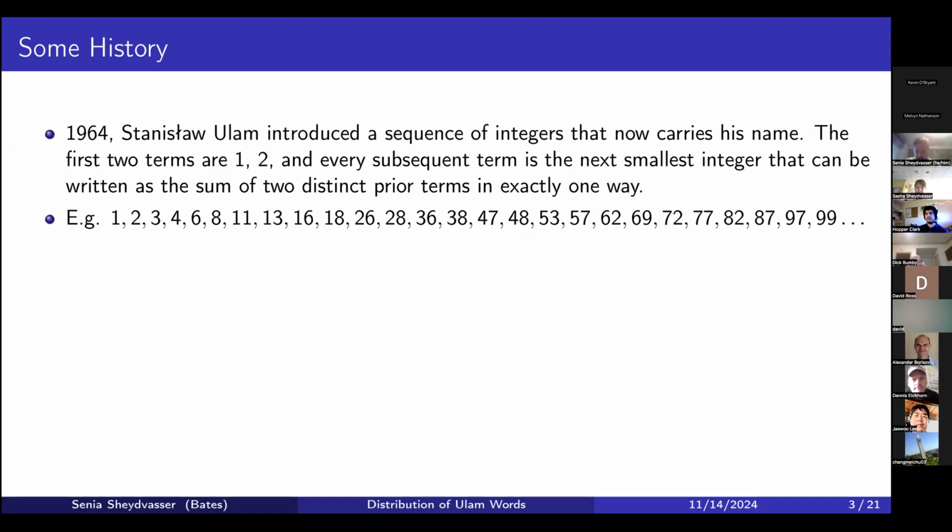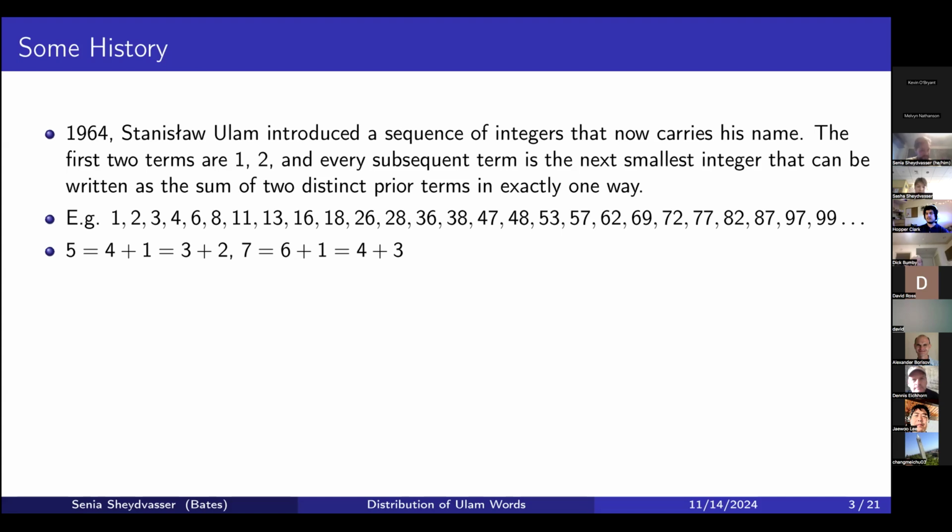It begins with 1 and 2, then 3, of course, is just 1 plus 2. 4 is 1 plus 3. It is also 2 plus 2, but we want it to be the sum of two distinct things, so that one we throw out. But then 5, well, 5, of course, is both 4 plus 1 and 3 plus 2. So that's two different representations, so we throw this out. So the next one would be 6, which is just 2 plus 4. There's no other way to sum up from what is already in the sequence.